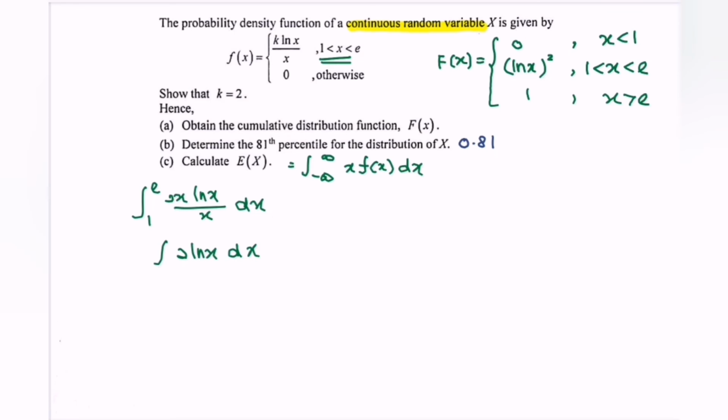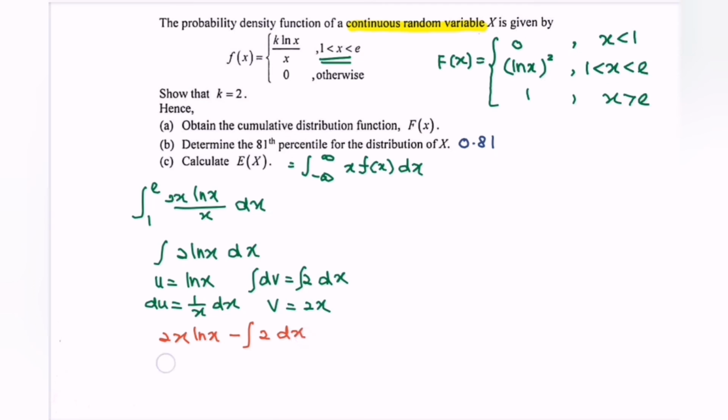By using integration by parts, where we have u, which is equals to ln x. And then we have the dv, which is equals to 2 dx. Differentiate the situation and we will have du equals 1 over x dx. Integrate the situation and we will have v, which is equals to 2x. Kindly substitute the formula where we have uv, which is 2x ln x, minus integrate v multiplied with the du, where we have the situation 2 dx. So 2x ln x minus 2x plus with the c. So in here, we have the limit, which is e and 1.